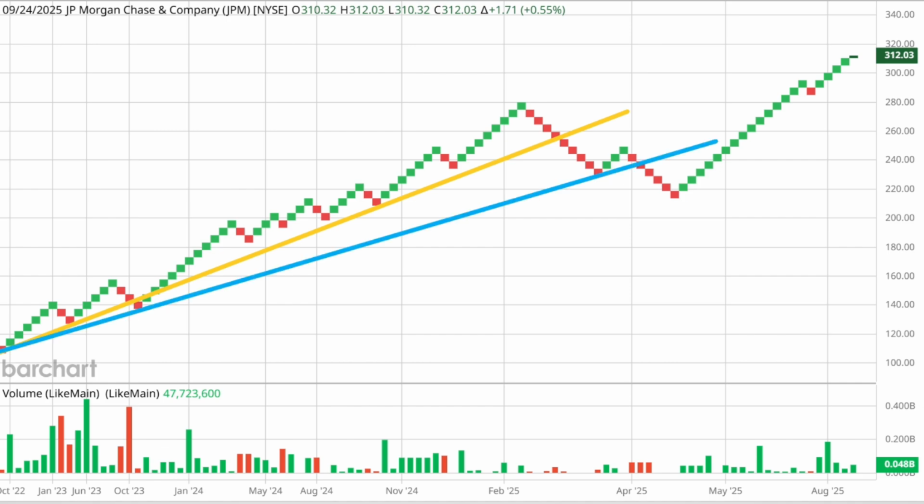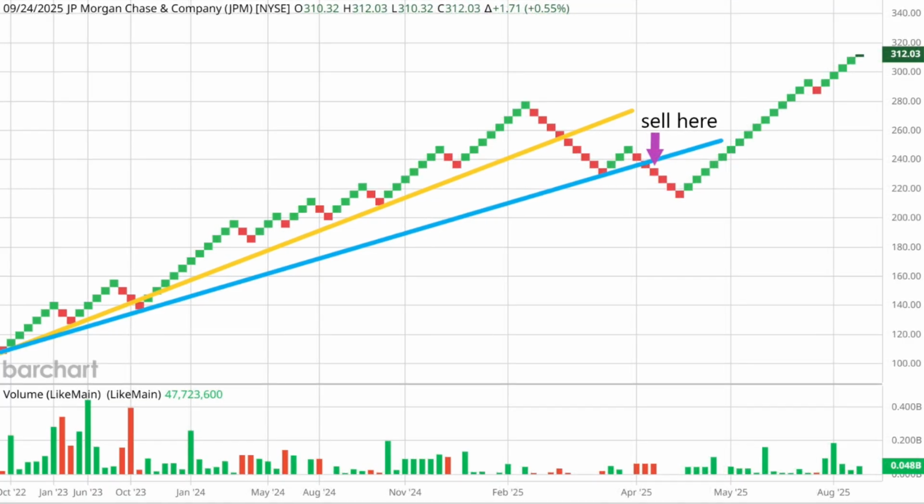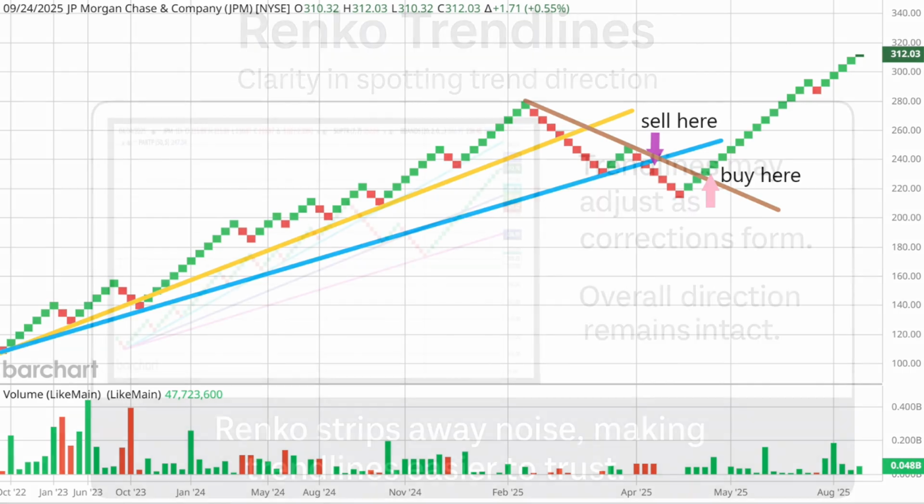At that point, let's say you sold your shares around that level. From there, the red bricks continue down to about $220. But then something interesting happens: the price reverses and starts moving higher. Here's where you can use a downtrend line. Draw it across the declining bricks, and you'll see it break to the upside at about $230. That's your re-entry point, giving you another chance to get back into JP Chase while still following the overall uptrend.